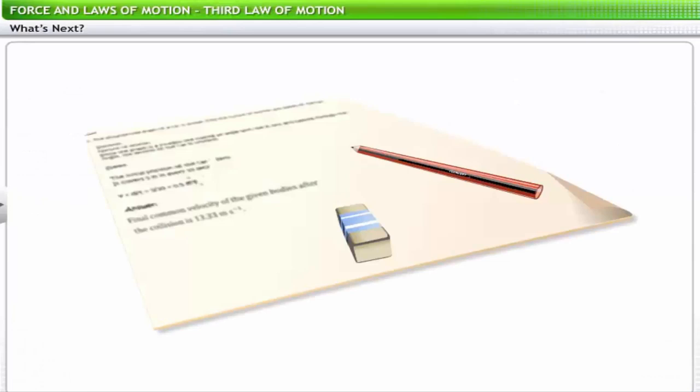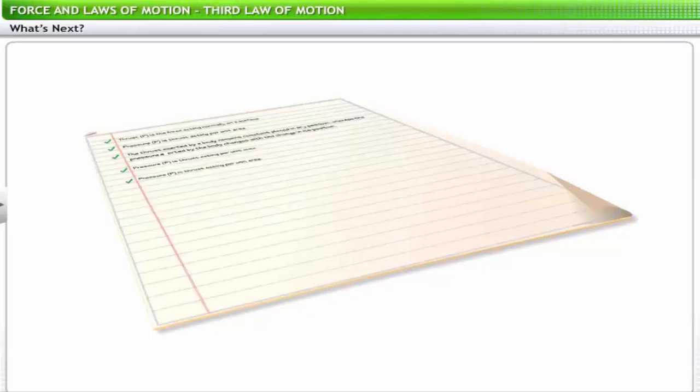The section on solved problems provides you an opportunity to review a model problem based on the third law of motion. To revisit the key points covered in this lesson, please review the flashcard at the end of this lesson.